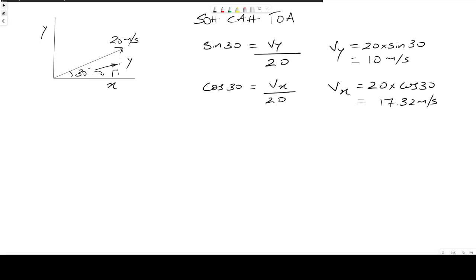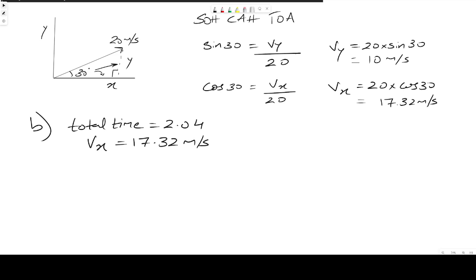Okay, to find the total distance traveled, we just have to find the distance. Total time was given to us, which we found in part A was 2.04 seconds. We know the velocity in the x direction is 17.32 meters per second. So I can simply do S is equal to VT, 2.04 times 17.32. This will give us 35.33 meters. That's going to be the distance in the horizontal direction.